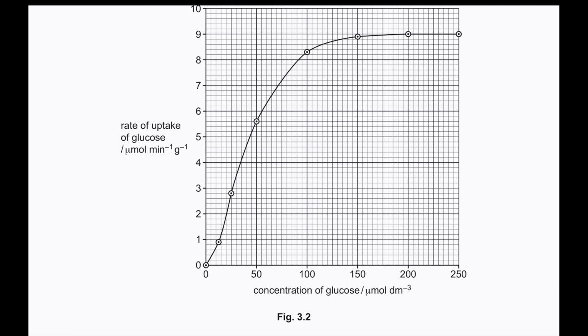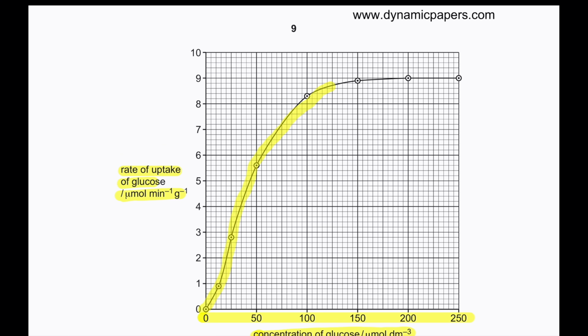The graph shows concentration of glucose in micromole per dm cube. As we increase the concentration of glucose in micromole per dm cube, the rate of uptake of glucose in micromole per minute per gram increased. However, it plateaus at some point. So what does this indicate? This indicates that all the transporter proteins, the VVHT1 transporter, are saturated. Okay, that's one piece of information there.